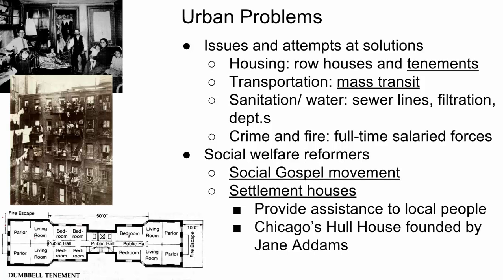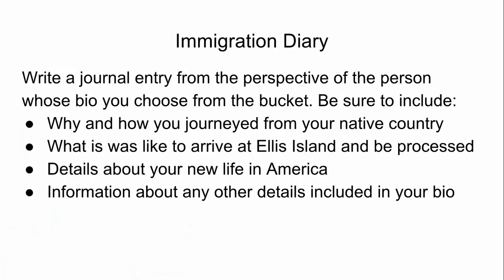So what you're going to do now is get a little slip of paper from the sub, and that is going to tell you about what type of immigrant you are going to be in order to write an entry in an immigration diary. So you're writing a journal entry from the perspective of the person whose biography you choose from the bucket or that the sub hands you, and you're going to use this to explore some of the reasons that people immigrated and then some of the problems and solutions that they faced once they entered the country.